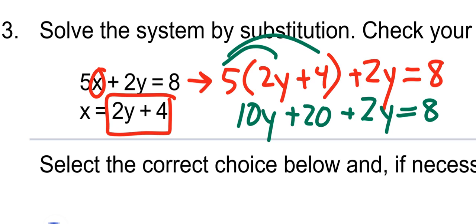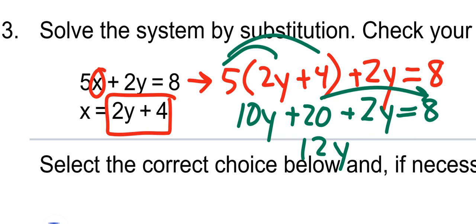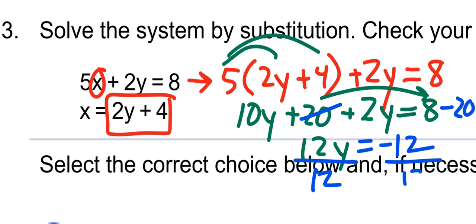If you add your y's together, what do you get? 12y. And when you push this 20 to the other side, you will get a negative 20, or negative 12, I should say. When you subtract this to the other side, you will get a negative 12. Of course, then we will do some division. What are we going to divide by? 12. And when we divide by 12, we get what? Negative 1.